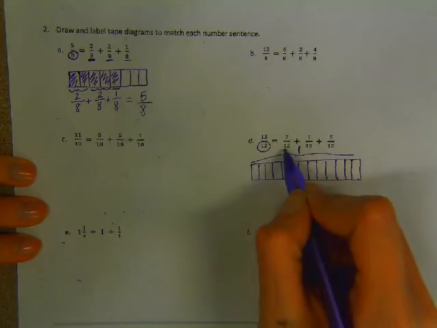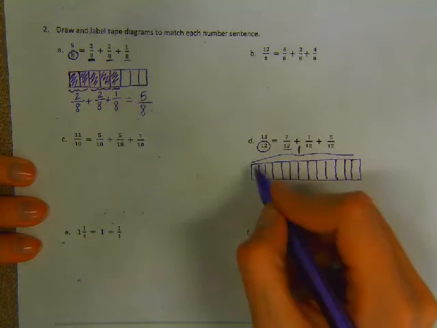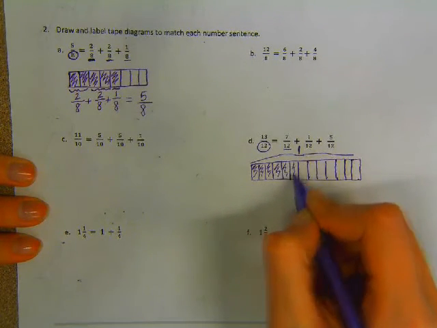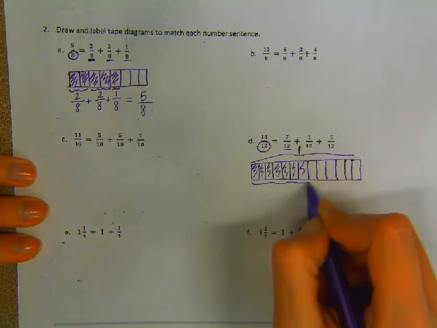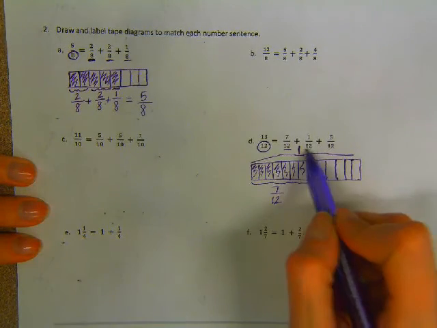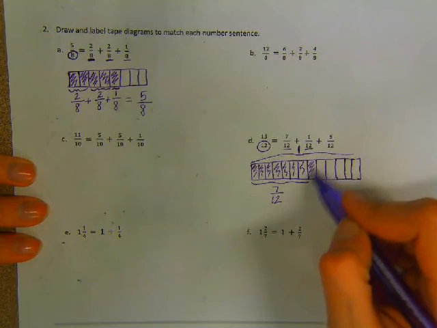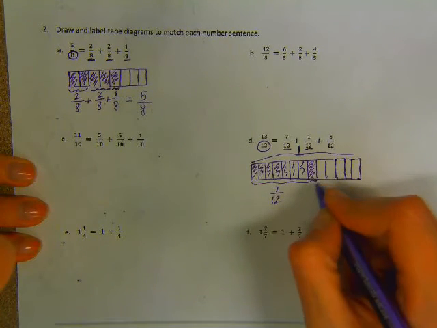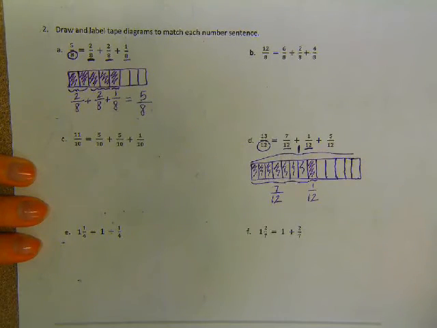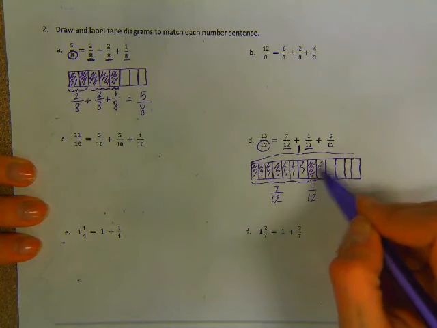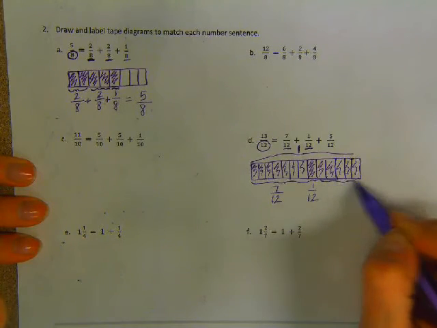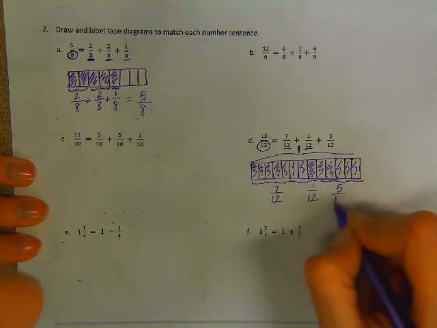Now I can go through and shade my fractions. So 7/12. 1, 2, 3, 4, 5, 6, 7. Draw a bracket. That equals 7/12. 1/12 is my next fraction, so I shaded 1 piece, do a small bracket, and write 1/12. And 5/12 is my last fraction. 1, 2, 3, 4, 5. Draw a bigger bracket and write 5/12.